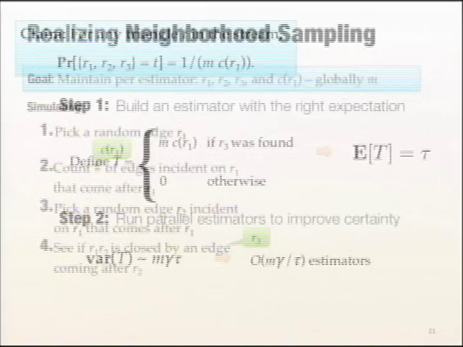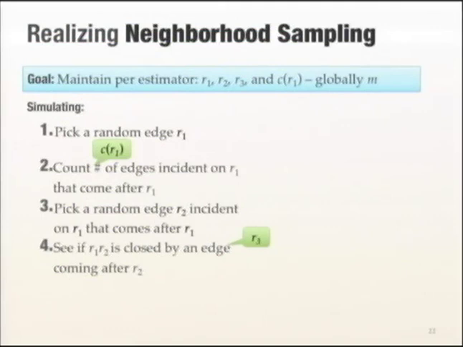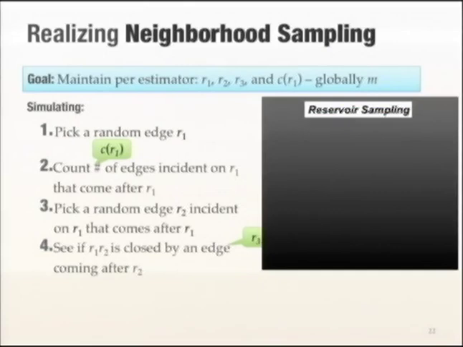So what I said so far is assuming you have the whole graph up front, but in a streaming setting, you don't. So here's how we're going to do it. The goal here is for each estimator, you want to maintain just these quantities, R1, R2, R3, and the count. And also globally, you want to maintain how many edges you have seen already. For R1, it's pretty easy to maintain using, say, reservoir sampling from decades ago, actually.